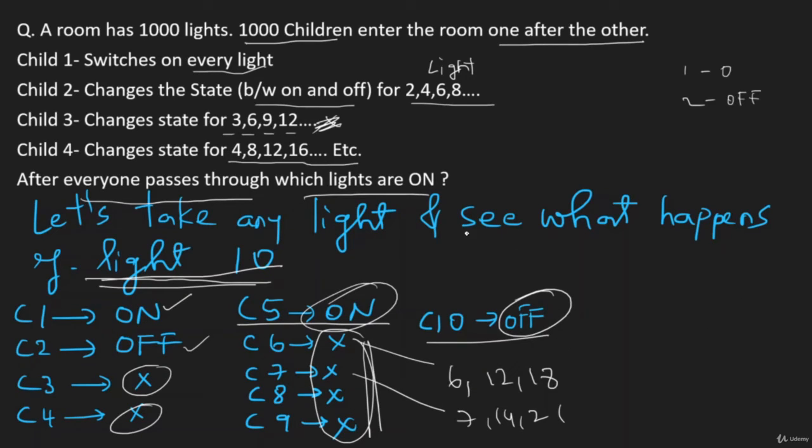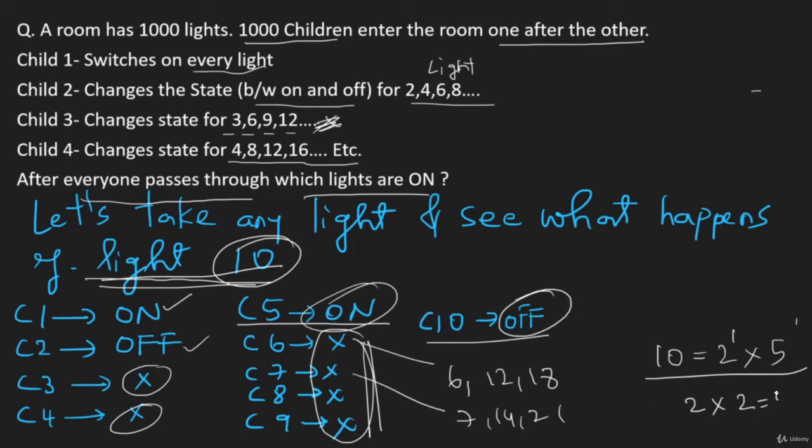Now let's try to analyze this and derive a pattern out of this. We can see that 10 has an even number of factors, that's why it ends up off. What's the number of factors of 10? 10 is equal to 2 into 5, so the powers are 1 and 1. So the number of factors of 10 is 1 plus 1, that's 2, into 1 plus 1, that's 2, which is equal to 4. So the number of factors of 10 is 4: 1, 2, 5 and 10. You can see that 4 times this light is touched.